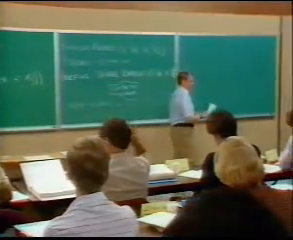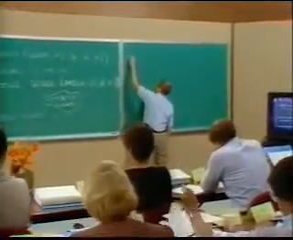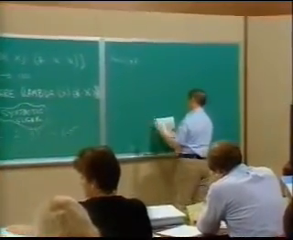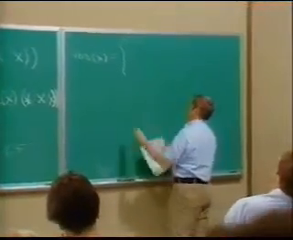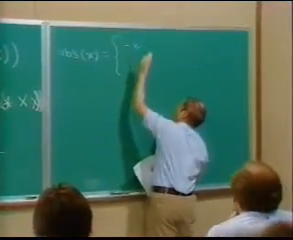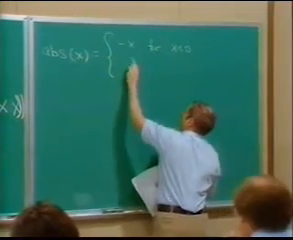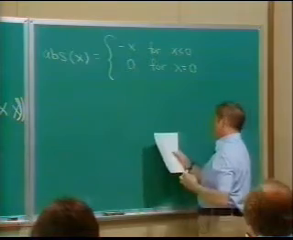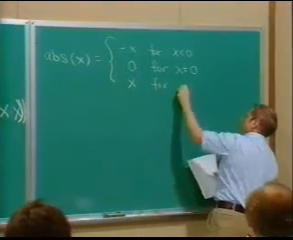We might want to think about the mathematical definition of the absolute value function. So I might say the absolute value of x is the function which has the property that it's negative of x for x less than 0, it's 0 for x equal to 0, and it's x for x greater than 0.